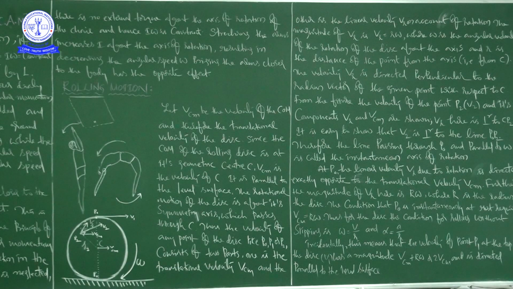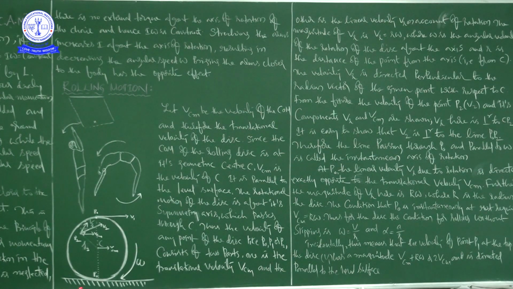Now what I am saying is, therefore, the line passing through P0 and parallel to omega is called the instantaneous axis of rotation. At P0, the linear velocity VR due to rotation is directed exactly opposite to the translational velocity VCM. See here, this is VCM.